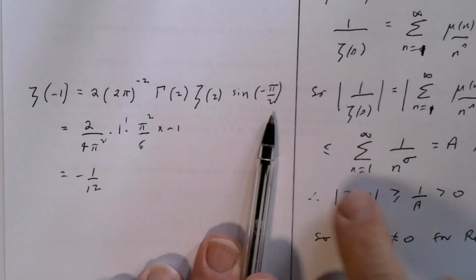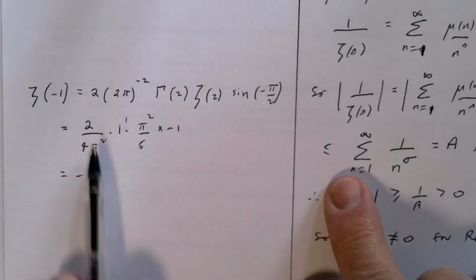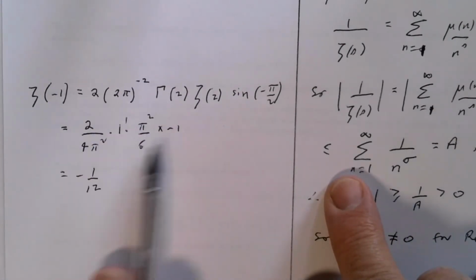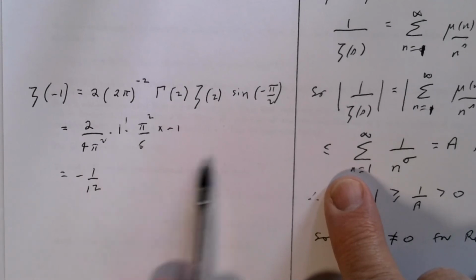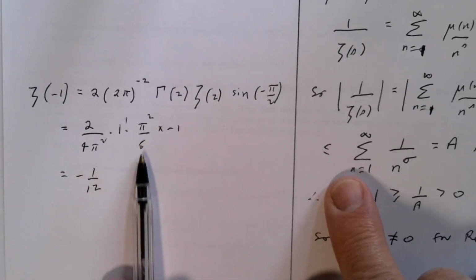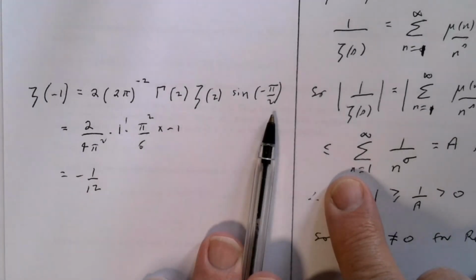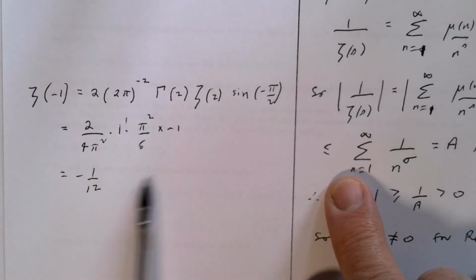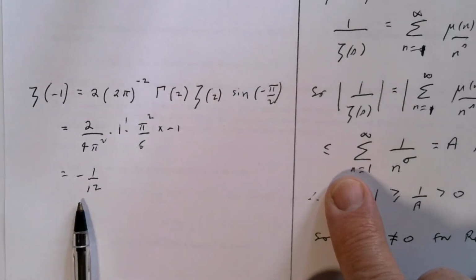And the point is we can calculate these things. This is just 2 on 4 pi squared. Gamma of 2 is 1 factorial, which is 1. Zeta of 2 is pi squared on 6. And the sine of minus pi on 2 is minus 1. And that collapses down to minus a 12th, which leads people to write down funny things.